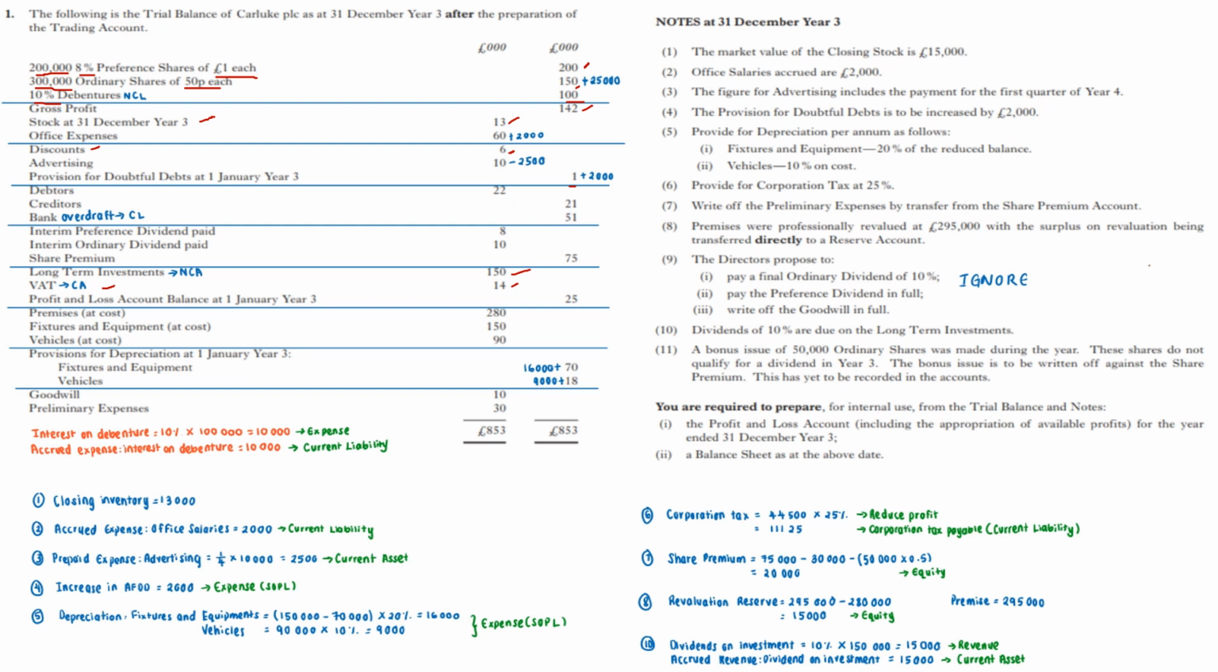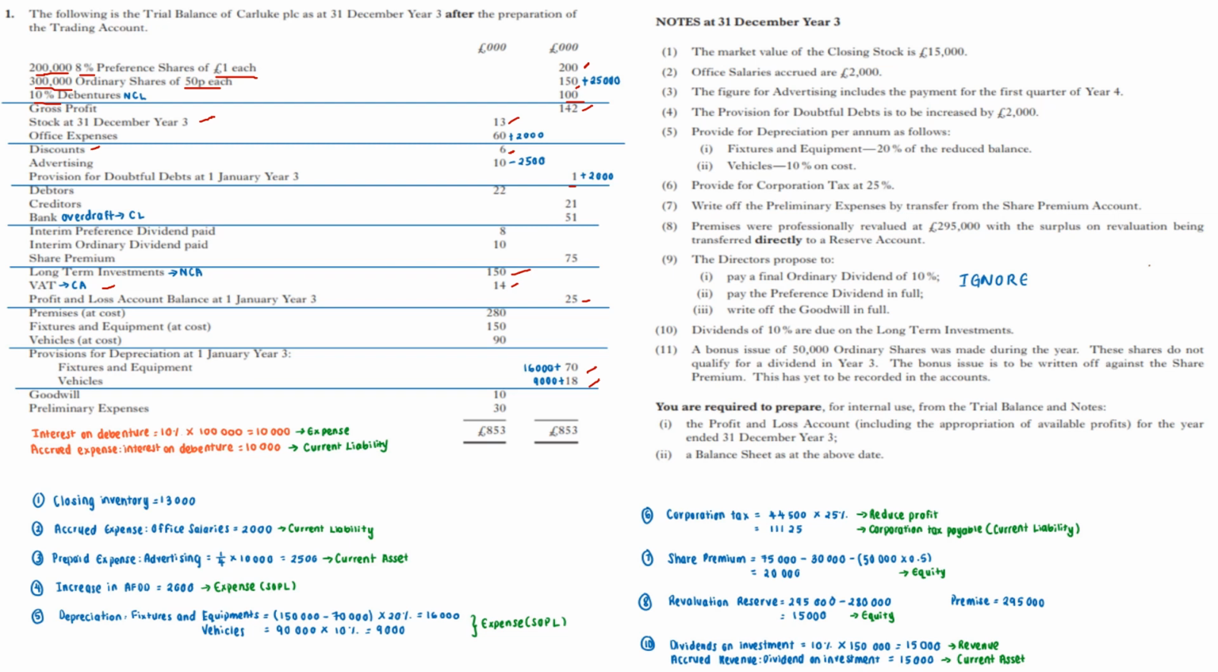Profit and loss account balance at 1st January year 3. So this is the P&L, or your profit from previous year, that's carried forward to this year. Premises, fixtures and equipment, vehicles, these are all your non-current assets at cost. And provision for depreciation, this is your accumulated depreciation, 70 and 18,000 for fixtures and equipment and vehicle, that you have to deduct from your cost amount.